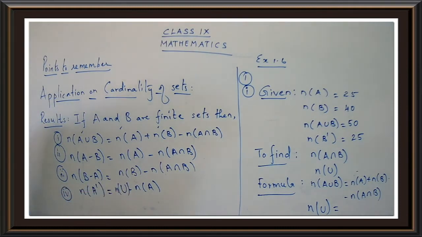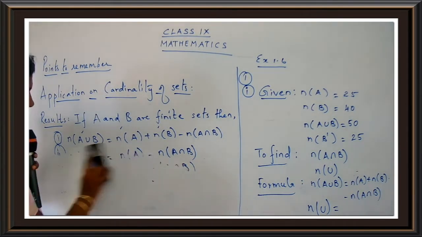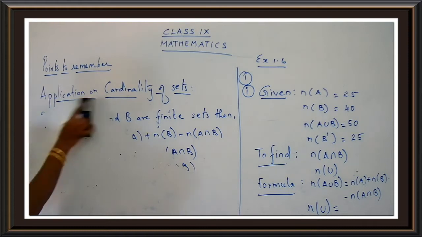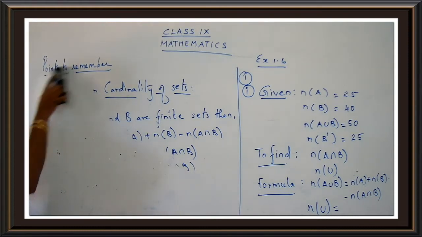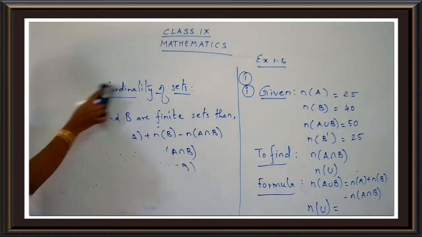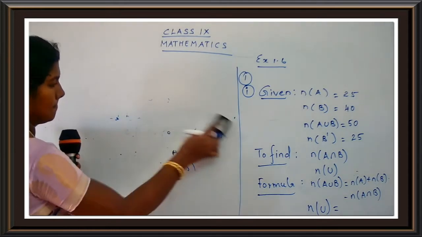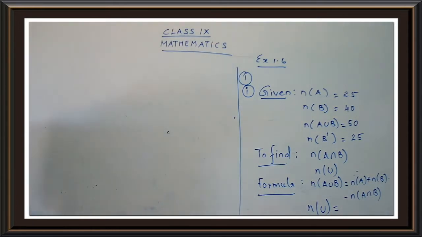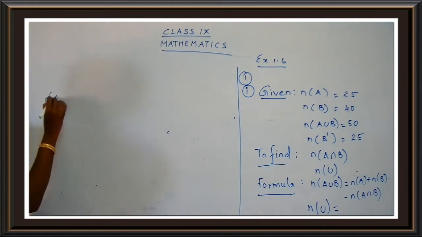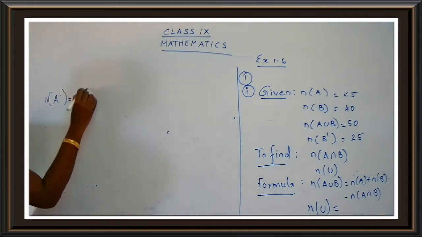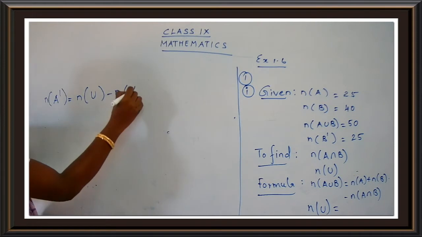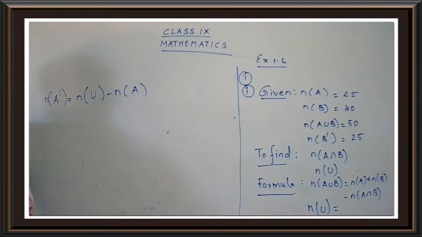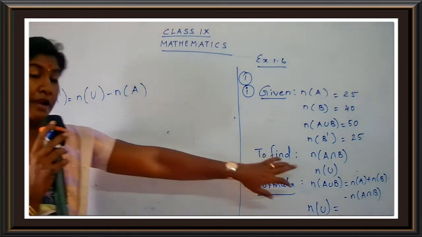Okay children, listen here carefully. I'll just rub the remaining part. Okay, listen. So what is the formula? The formula was n of A dash is equal to n of U minus n of A. Okay. So now what is the thing you are going to find out? You have to find out n of U.